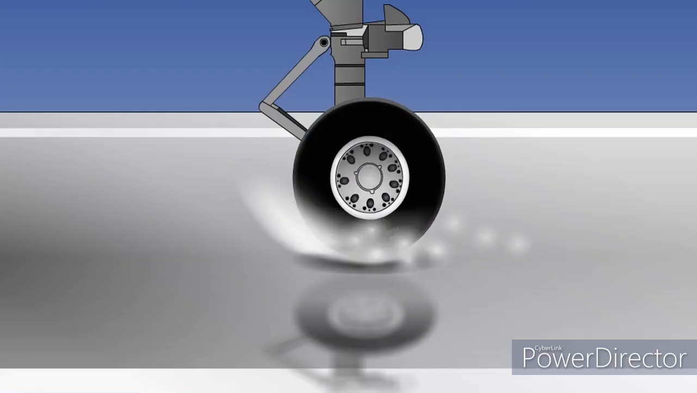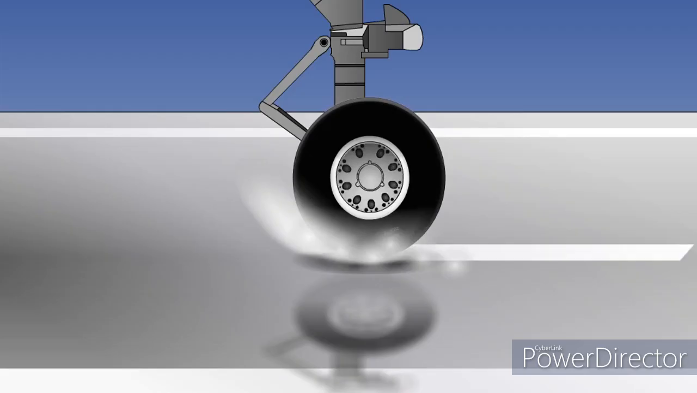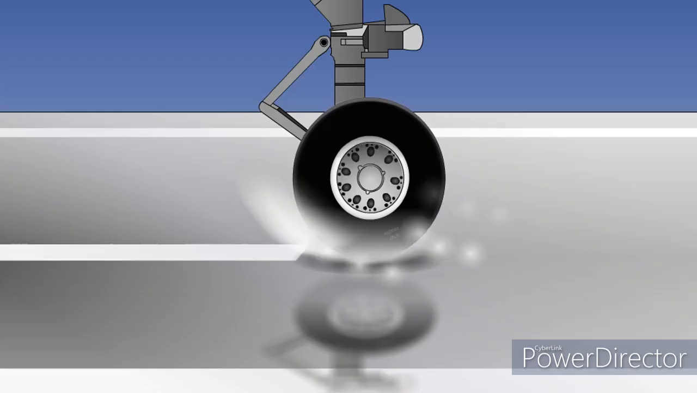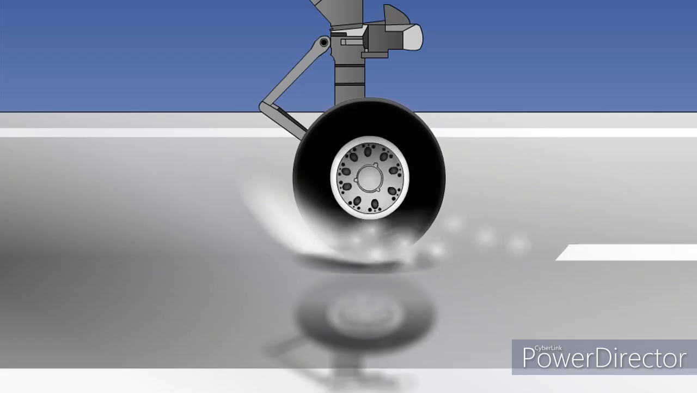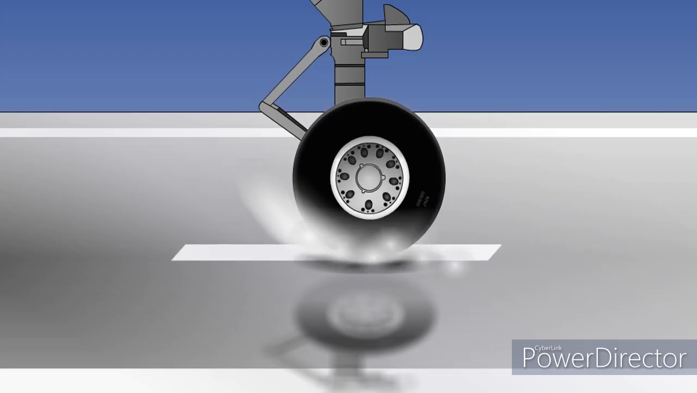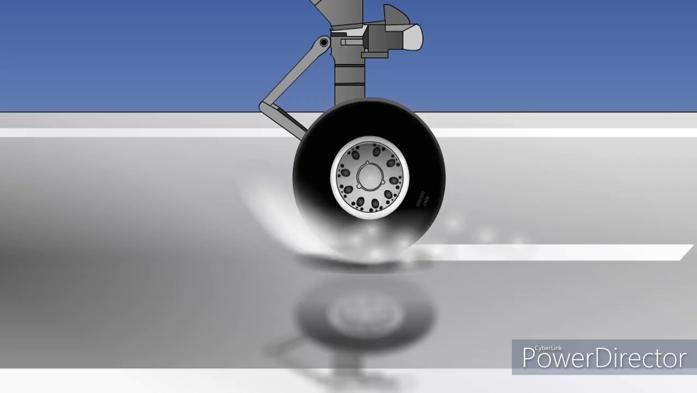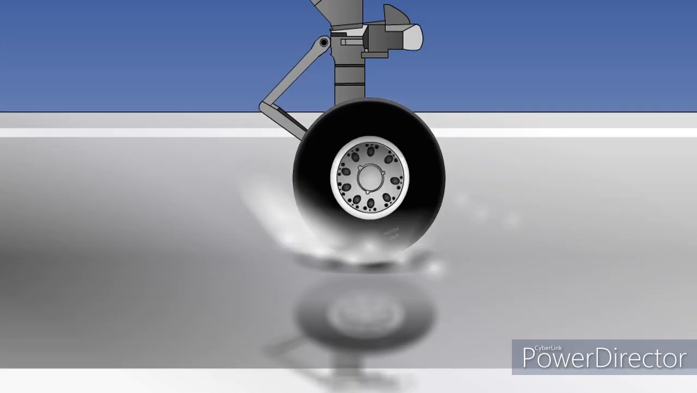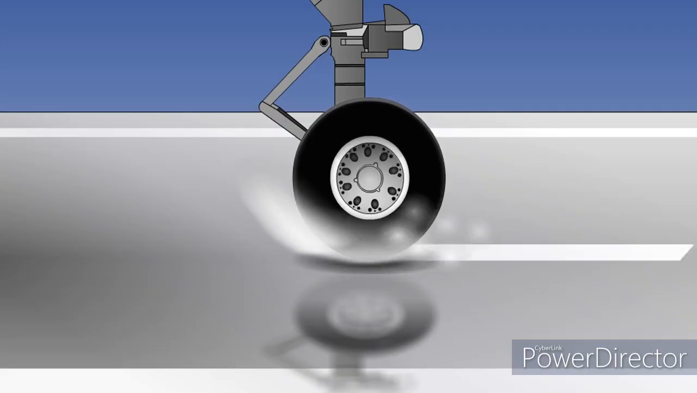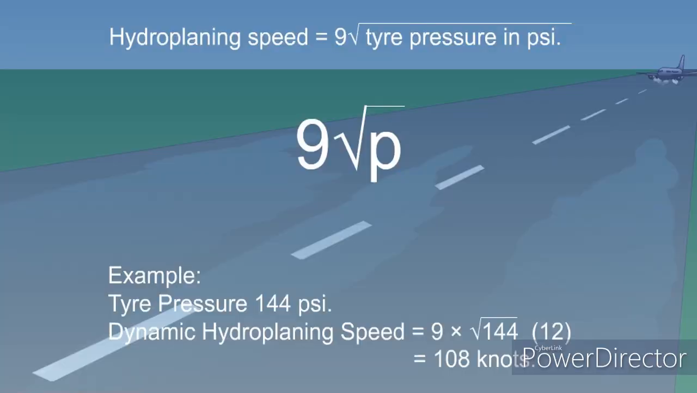Dynamic hydroplaning is generally associated with a rotating wheel, spin down, on takeoff from a flooded runway when the critical depth of water is greater than the tyre tread depth. As the tyre speed approaches a critical speed, known as hydroplaning speed, a wedge of water builds up in front of the tyre and lifts it clear of the runway surface, thus affecting braking and directional control. The ground speed in knots at which dynamic hydroplaning occurs can be calculated by using the formula for a rotating tyre, spin down, which is multiply the square root of the main wheel tyre pressure in pounds per square inch by 9.